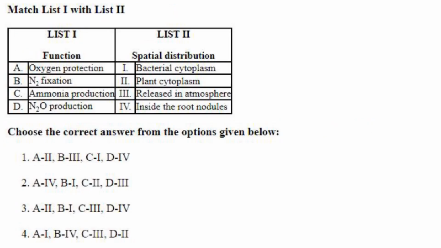Then next one, function and spatial distribution. Oxygen protection. Oxygen protection is for nitrogenase enzyme. So it will be inside the root nodules. A4. A4 is there only in option 2. So option 2 must be the answer. Then nitrogen fixation, that is bacterial cytoplasm, ammonia production, plant cytoplasm, N2O production, release in the atmosphere. D3. So answer here is A4, B1, C2 and D3.